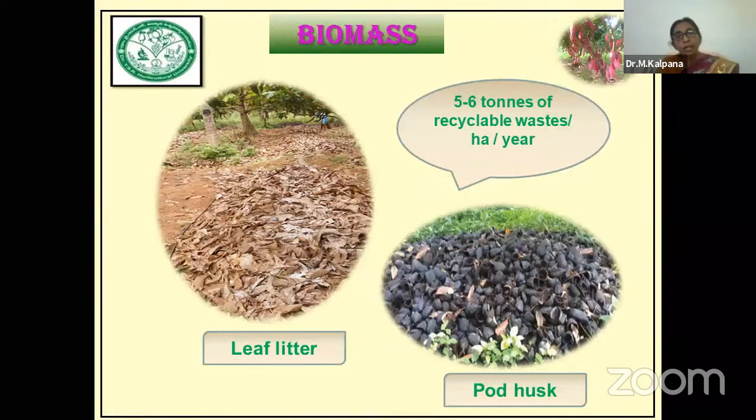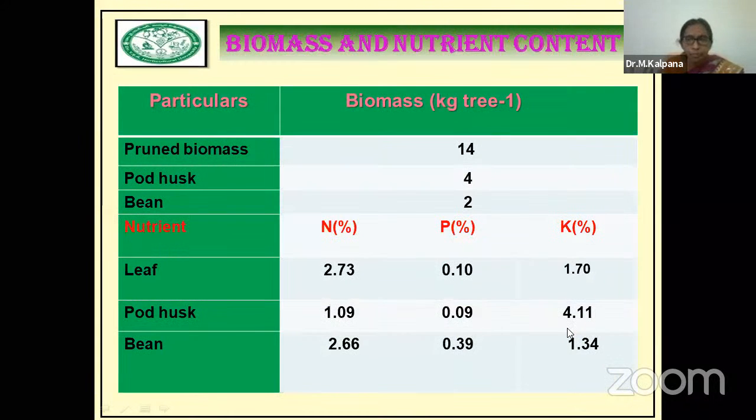Besides this, we will get more recyclable biomass, especially through the leaf litter and also pod husk. Almost 5 to 6 tons of farm waste we will get in the cocoa gardens, either through the leaf litter or pod husk. This leaf litter we can recycle back into the system, so that we can reduce the usage of inorganic fertilizers. In the pruned leaf, you will get 14 kgs of pruned biomass per tree, the pod husk around 4 kgs, and the dry bean around 2 kgs, which has a good nutrient value.